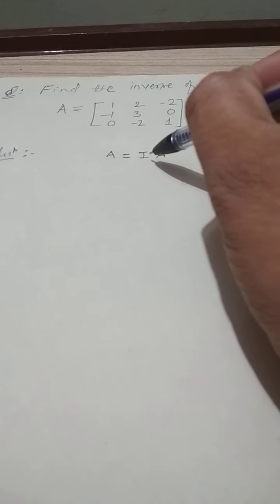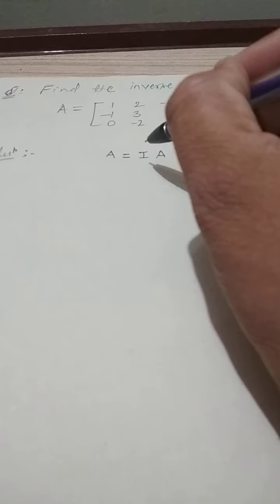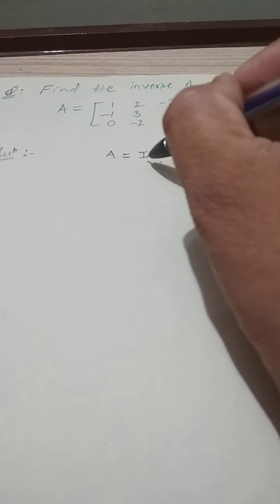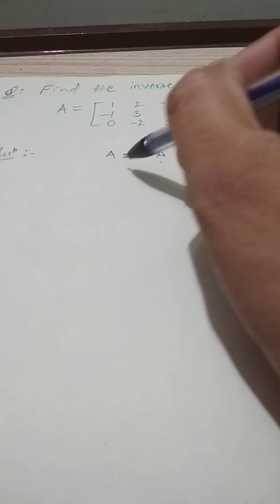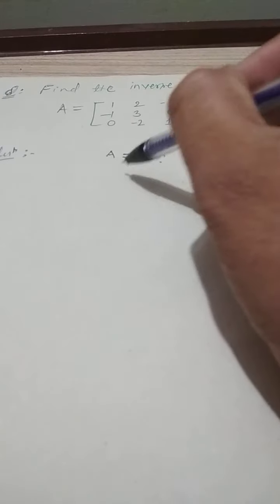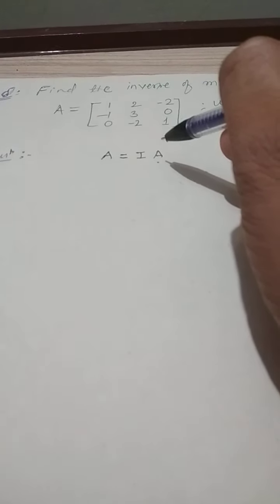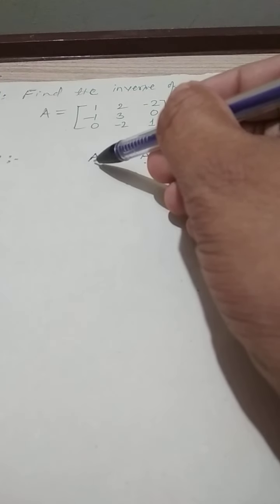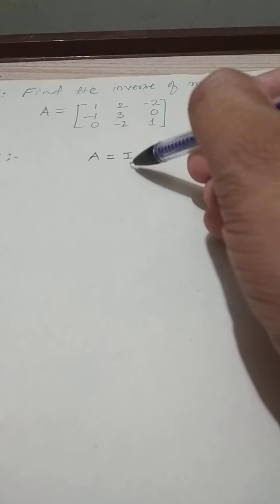because whatever changes I make, I have to apply to the prefactor matrix on the right hand side, that is the identity matrix for row operations. Hence I need to express the equation as A = IA. Then gradually we reduce this matrix to the identity matrix, and automatically the other matrix will get converted into A inverse.